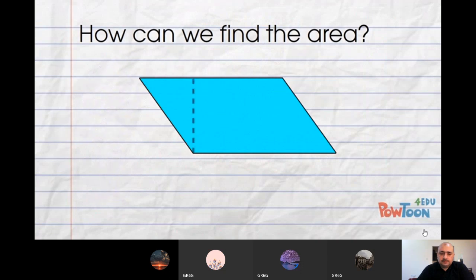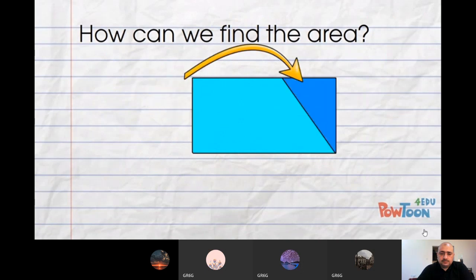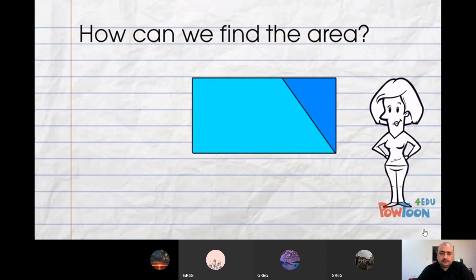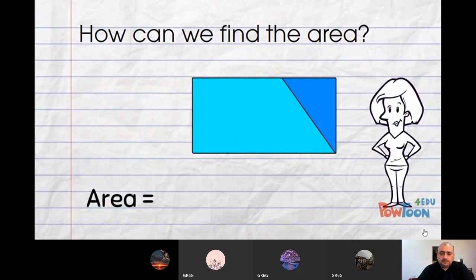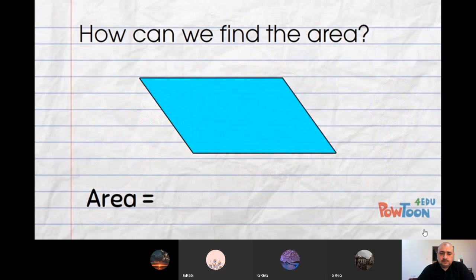If I cut a triangle off this side and move it over to this side, we get a form that is so much easier to work with. I didn't take anything away. The entire area of the shape is still there. I just rearranged it to form a rectangle. And you know how to find the area of a rectangle, length times width. But for a parallelogram, we say the area is base times height.